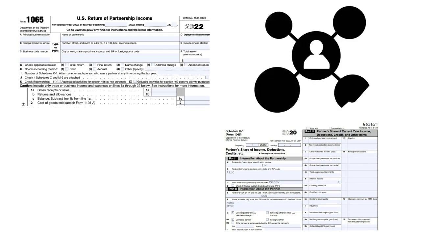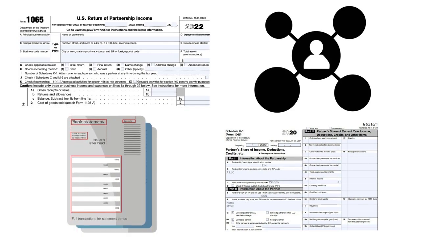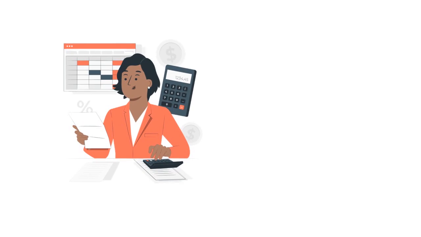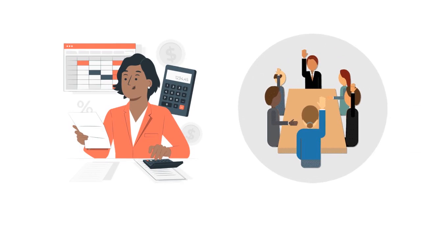For example, you want to make a copy of the check or save a printout of the wire transfer. Alternatively, you can review your bank statements and identify the distribution or distributions. Your accountant will need this information at tax time. Very important. And if you have a multi-member LLC, there should be a separate record for each member's distribution.